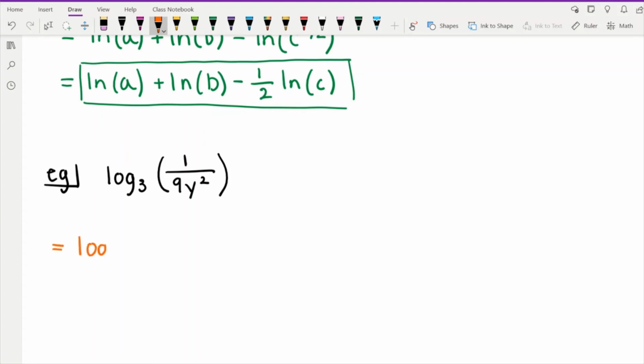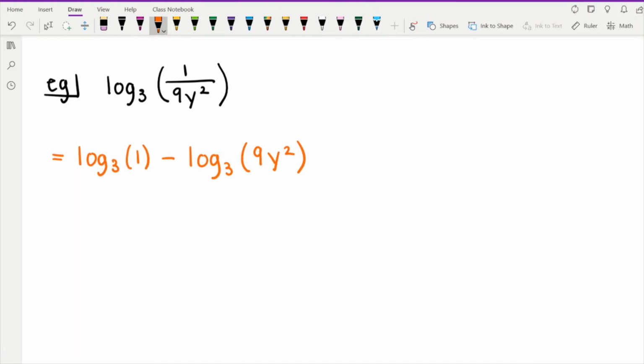And so the first step we want to do is split this up as log base 3 of 1 minus log base 3 of 9y squared. Now, log base 3 of 1 can be simplified, but let's get there a little bit later. So generally, if you have a logarithm of just a number, in some cases you'll be able to simplify that. But let's continue to work with this second part, and then we'll come back at the end and simplify log base 3 of 1. Okay, so this can now be split up using the multiplication to addition rule, right? Because this is 9 times y squared.